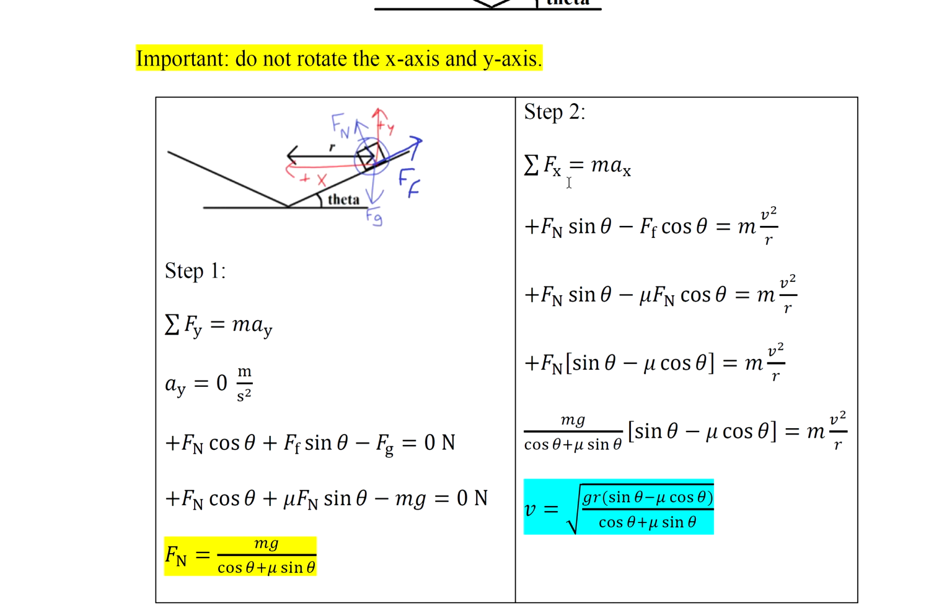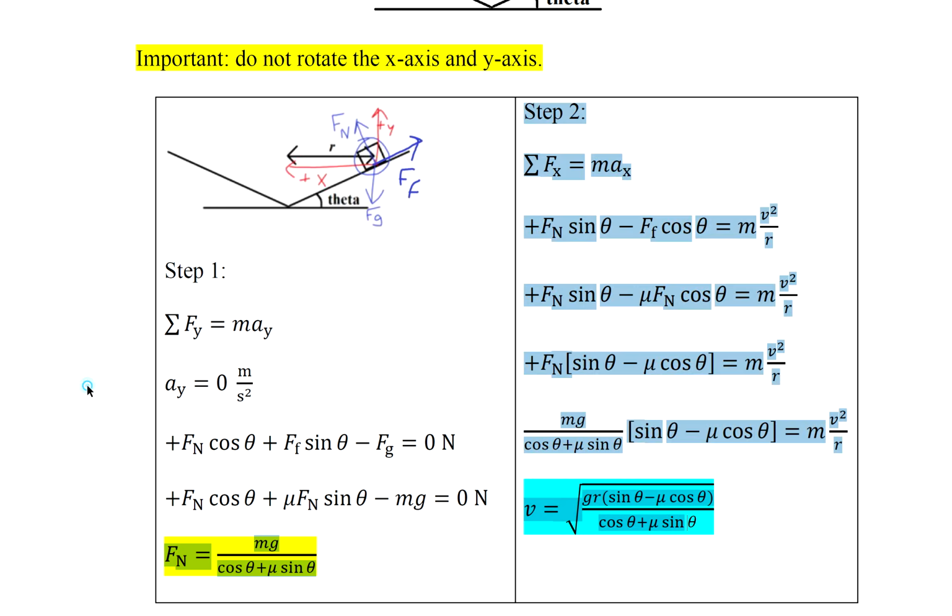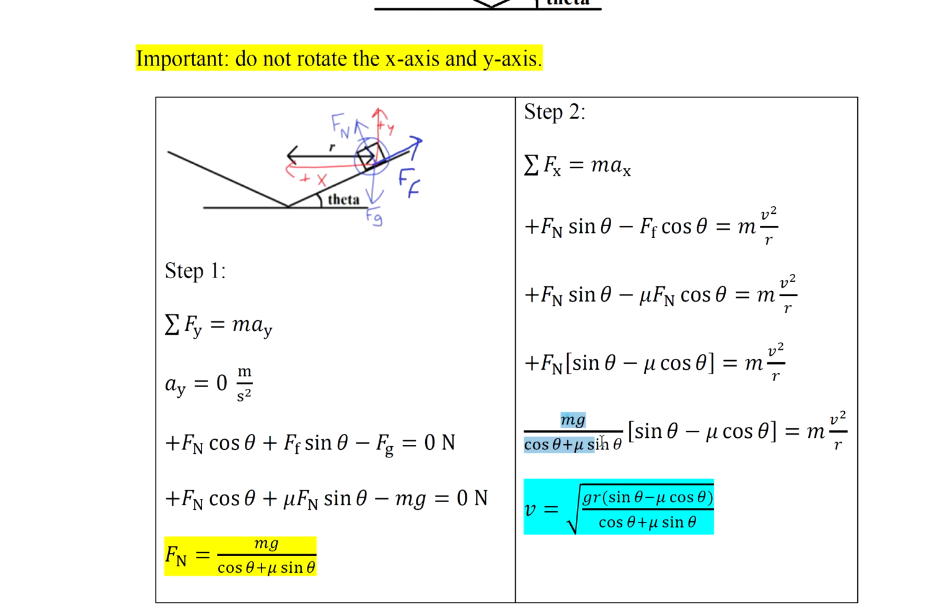Step 2, sigma F sub x equals ma sub x. So that's going to be force normal sine theta minus force of friction cosine theta equals mv squared over r. In circular motion, a is equal to v squared over r. We know force of friction is equal to mu force normal. We're going to factor out the force normal. Then we're going to substitute force normal, which we found from step 1, here. And now we could just use algebra to solve for v.